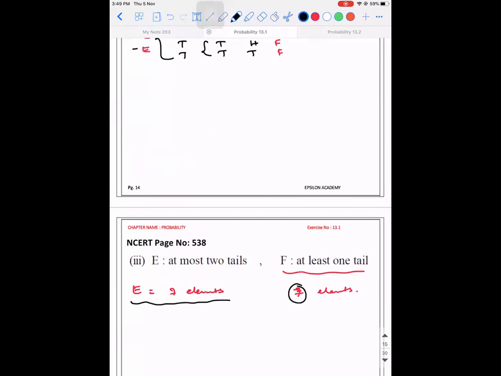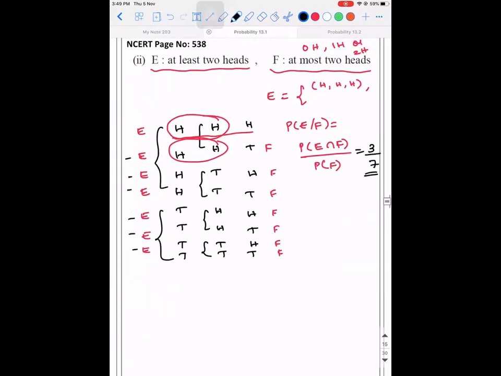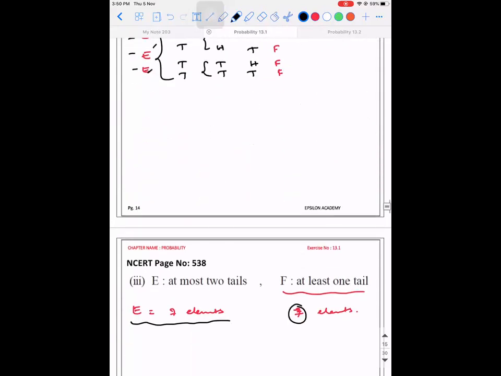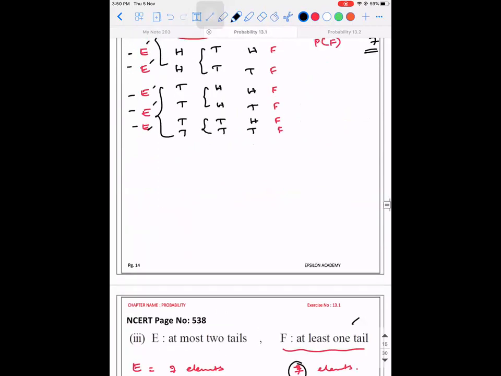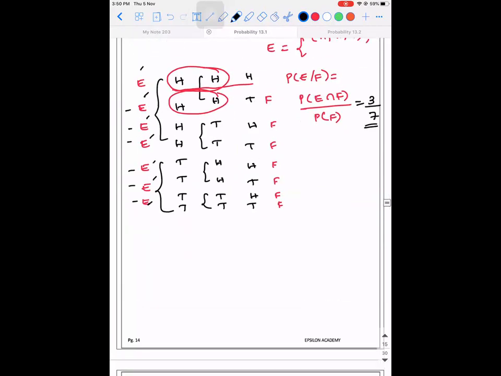Okay. So, at most 2 tails is possible in 7 cases. That part is clear, right? So 7 elements are possible. At least 1 tail, how many elements are possible? 7. That point is clear. Now tell me, E intersection F, how many elements are there? It is 6 elements, because this is left out. So it is 6 out of 8. If I ask what is the probability of E intersection F, it is 6 out of 8.